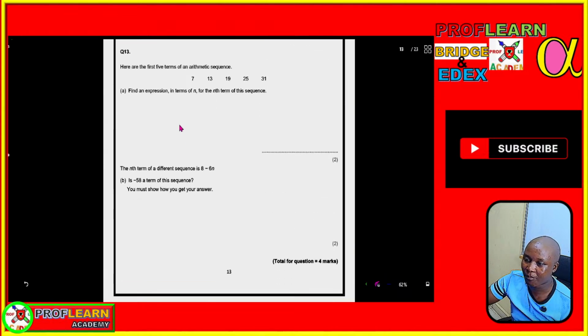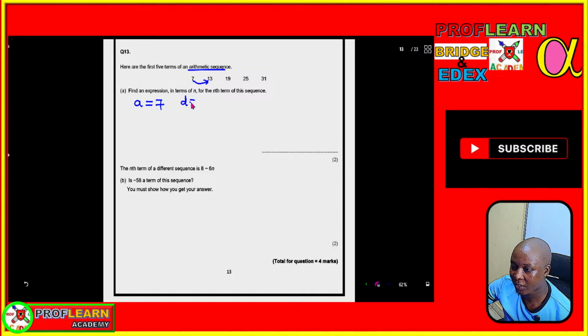Now, question number 13 is sequence and series. We are told to find the expression in terms of n for the nth term of the sequence. In order to work this out, this is an arithmetic sequence. The first term here is 7, and the common difference is what? From 7 to 13, what do we need to add? We need to add 6, right? So the common difference is 6.